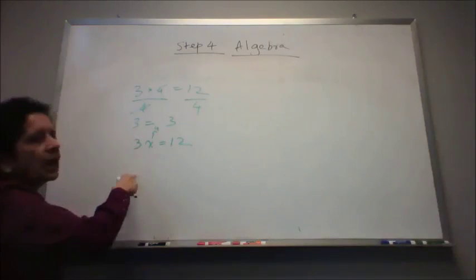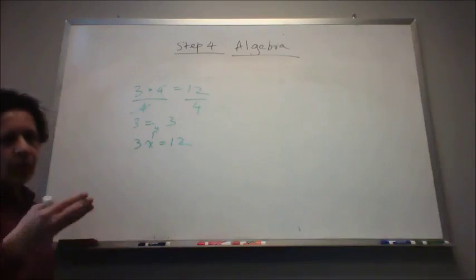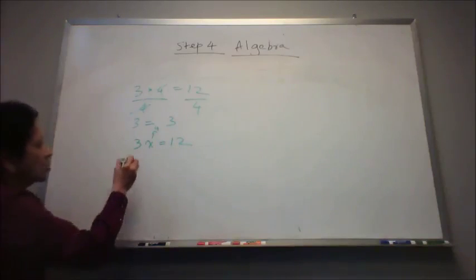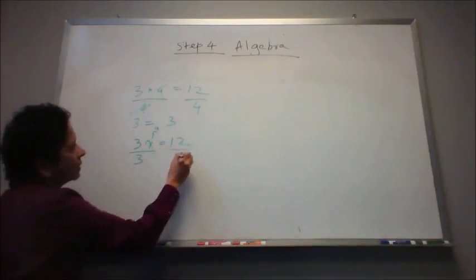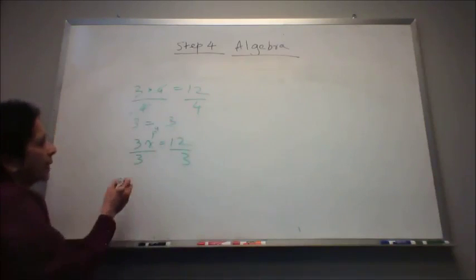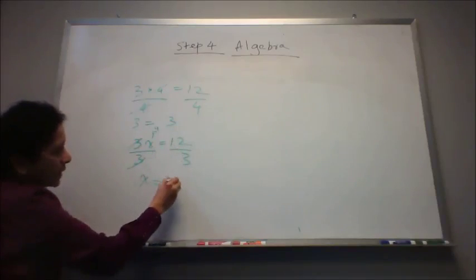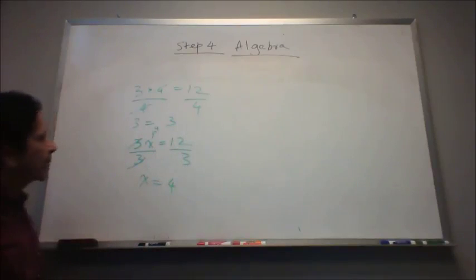So 3 times x is there, so I will do the opposite. Instead of 3 times, I will divide by 3. So both sides I'll divide by 3, just like the way we did there, okay? Then this will get canceled, then x, then 12 divided by 3, that is 4, okay?